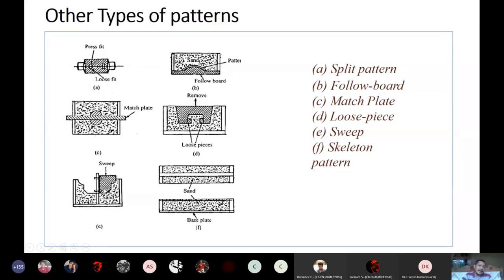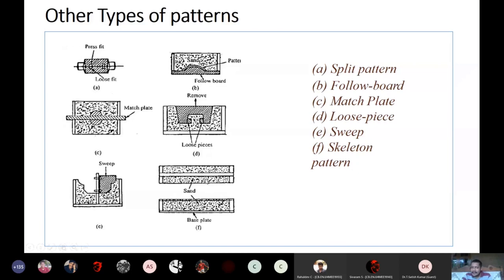The next one is called the sweep pattern, where you can see here this is a board. This is for making uniform symmetric objects. On this revolving board, this shape will be rotated 360 degrees inside my mold box. So the cavity will be formed in that shape. For uniformly symmetric objects, if I want to make them, I can go for these sweep patterns. These are not commonly used in the foundry. The commonly used ones we have already discussed with you.